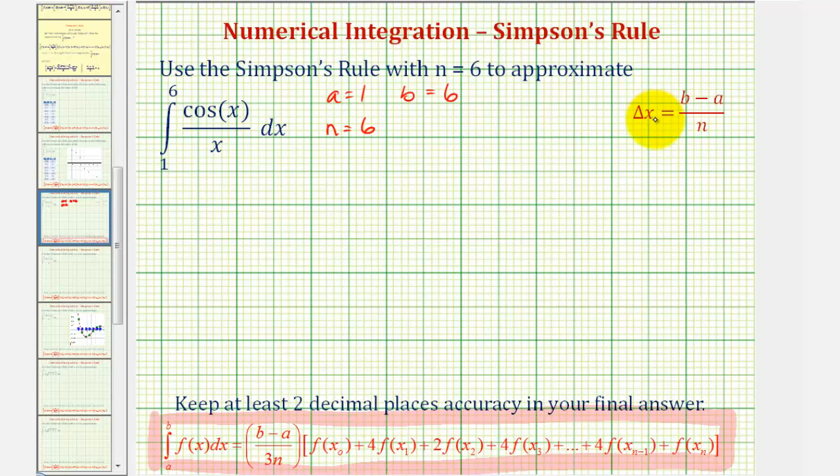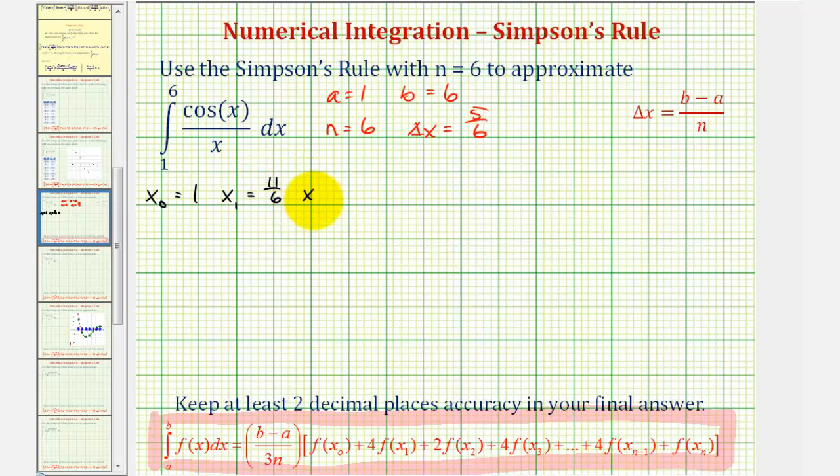So now let's determine delta x, which will give us the width of each subinterval. Delta x is equal to (b minus a) divided by n, or (6 minus 1) divided by 6, which is 5/6. So delta x equals 5/6. So x sub 0 would be equal to 1, the lower limit of integration. X sub 1 would be 1 plus delta x, or 1 plus 5/6, that's 11/6.